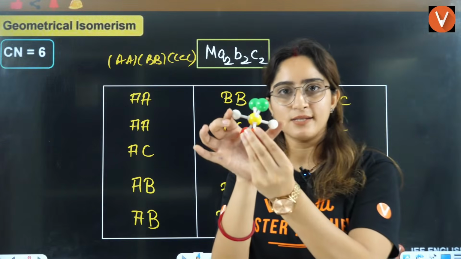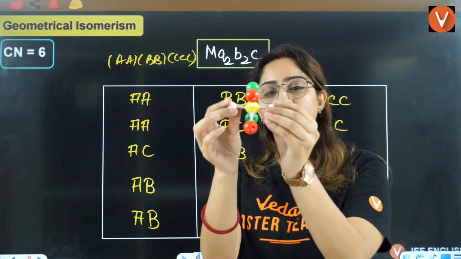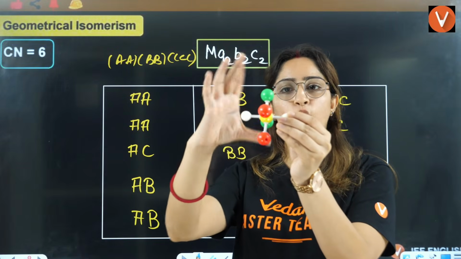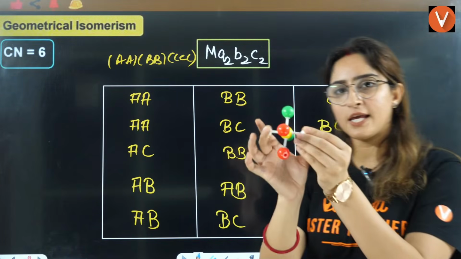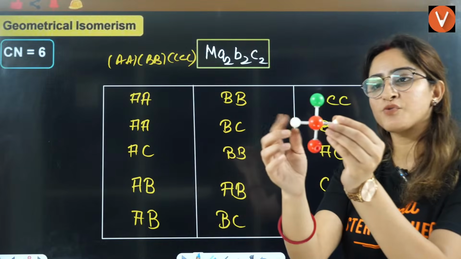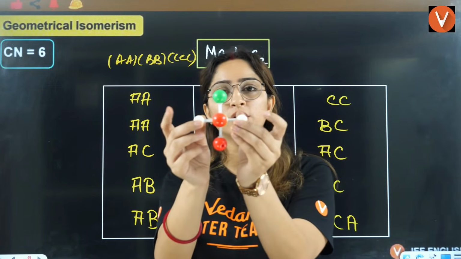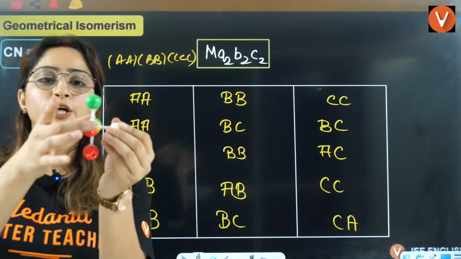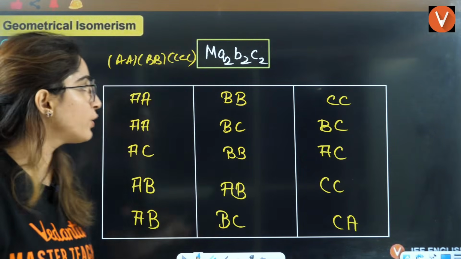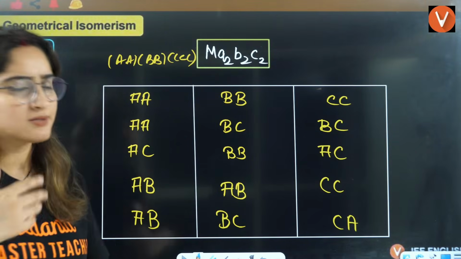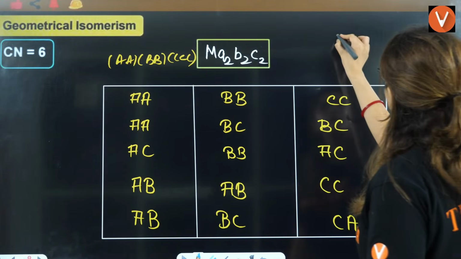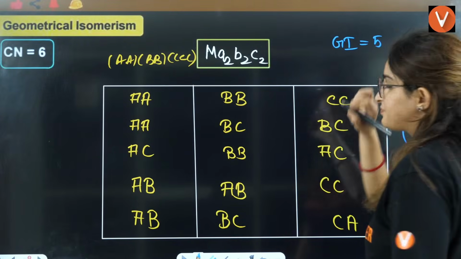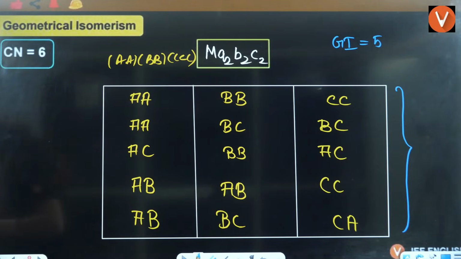Where let's say if I am saying this is AA, then AA is of same kind, other 2 are opposite to each other, right? Then if I say this is B, so B and B are of same kind, other 2 are opposite. If I say this white one is C, then C and C are on the opposite side, other 2 are this one, right? Then you can have A opposite to B, B opposite to C, C opposite to A. All of them are geometrical isomerism, right? So you can say here geometrical isomerism are 5. You can just write down here that there are 5 geometrical isomerisms.